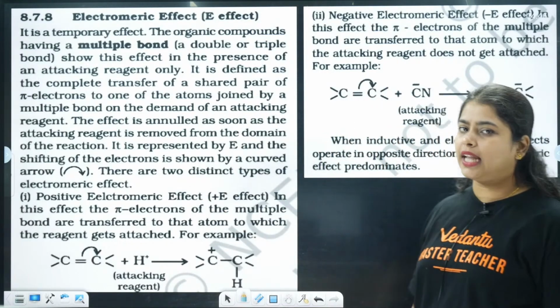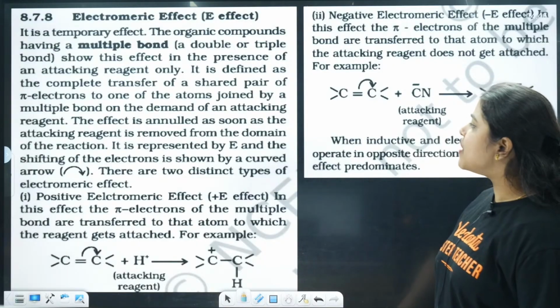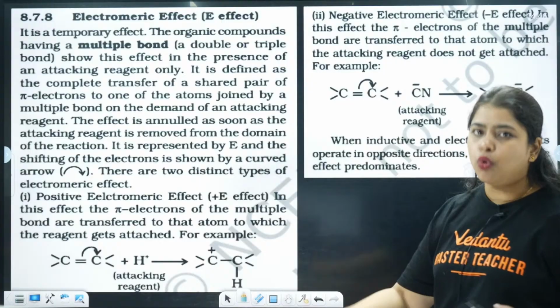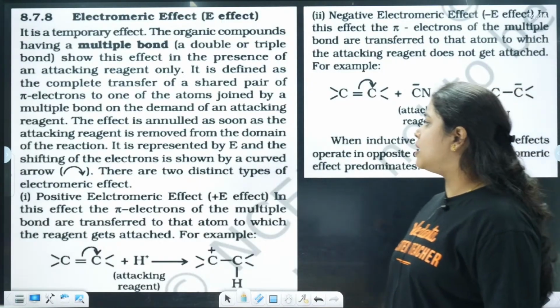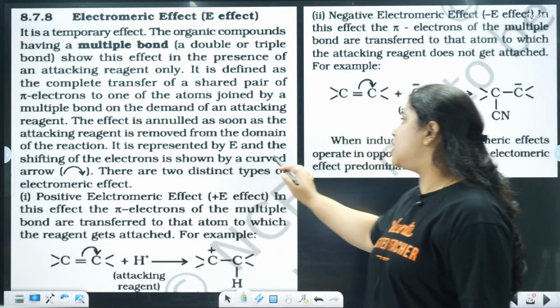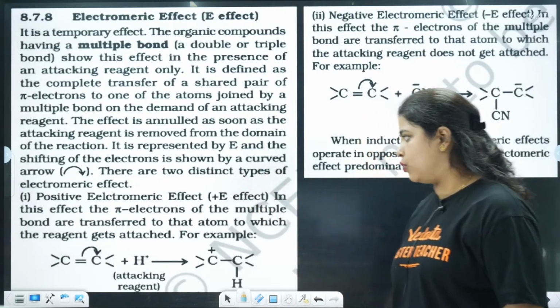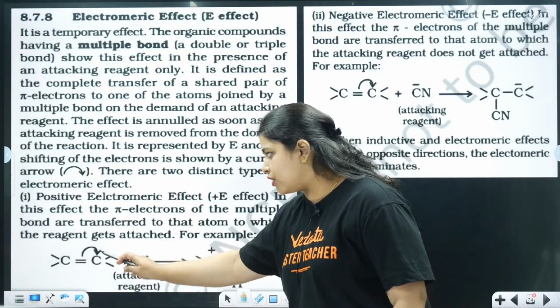Now this effect is annulled as soon as the attacking reagent has been removed. It is represented by E, and the shifting of the electrons is shown in the form of a curved arrow. So this is how the shifting with the curved arrow happens.